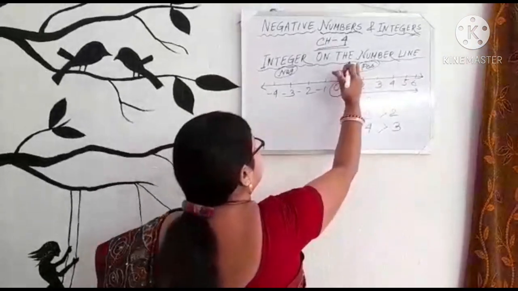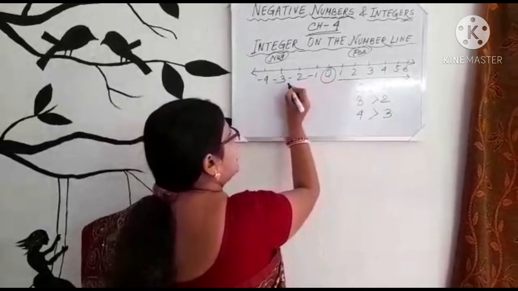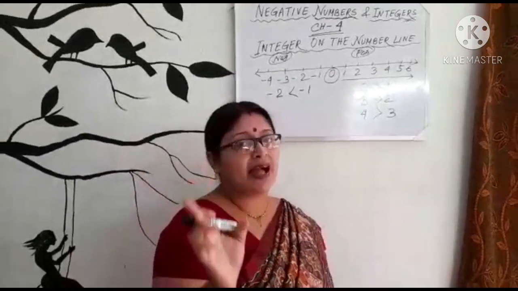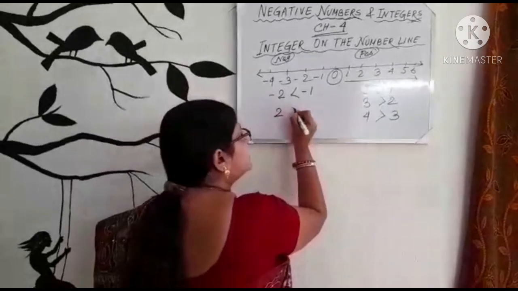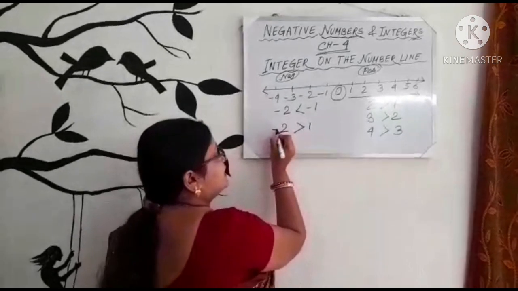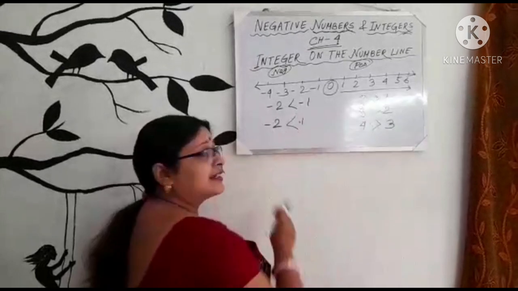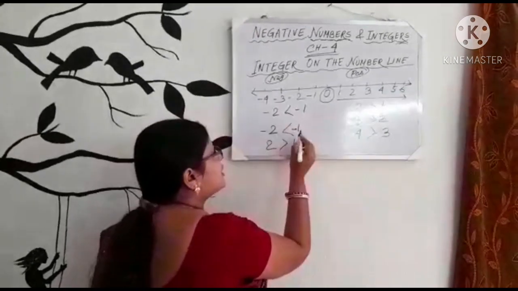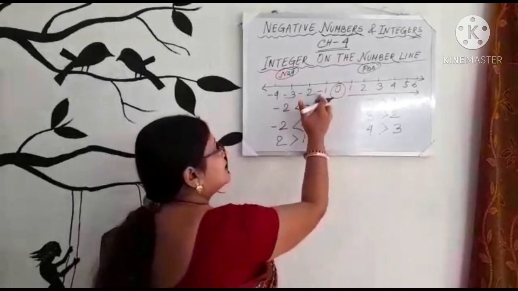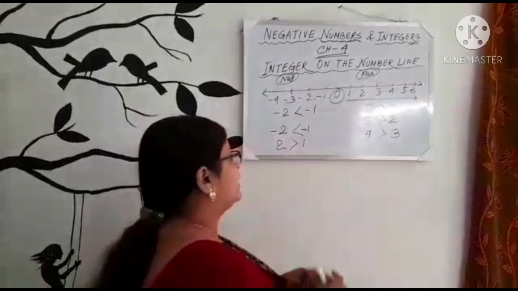Clear? And you see here, on the left hand side of 0, all the numbers are in descending order. That means minus 1. After that, minus 2. Here, minus 2 is less than minus 1. Now, one question may arise. You see, 2 is greater than 1. Clear? But when we put a minus sign, it will be minus 2, and minus 2 is less than minus 1. Clear? 2 is greater than 1, but minus 2 is less than minus 1. Why? Because on the left hand side of 0, all the numbers are in descending order. Clear? And on the right hand side of 0, all the numbers are in ascending order.